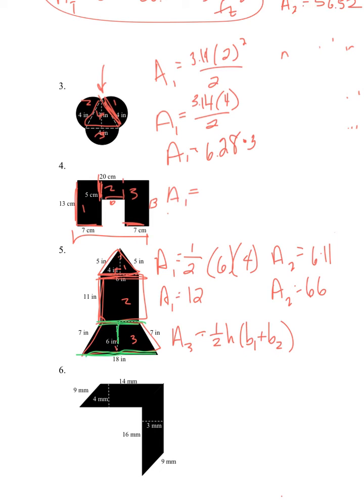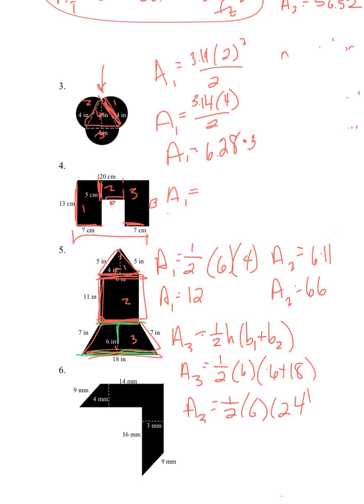So the area of this piece here, area piece 3, is 1/2 times height of my trapezoid, which is 6. B sub 1 is 6. B sub 2 is 18. It really honestly doesn't matter which one you call sub 1, sub 2. So you have 6 and 18. So area of piece 3 is 1/2 times 6 times 24. So area of piece 3 is going to be 72 inches squared.